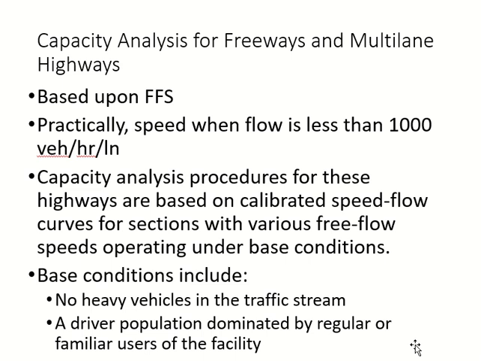The analysis procedure, as I mentioned, will follow the same steps. The first thing you need is a free flow speed, for both basic freeways and multi-lane highways. And I mentioned practical capacity, the flow value up to which the speed does not drop. That value is 1000 vehicles per hour per lane for both of these.